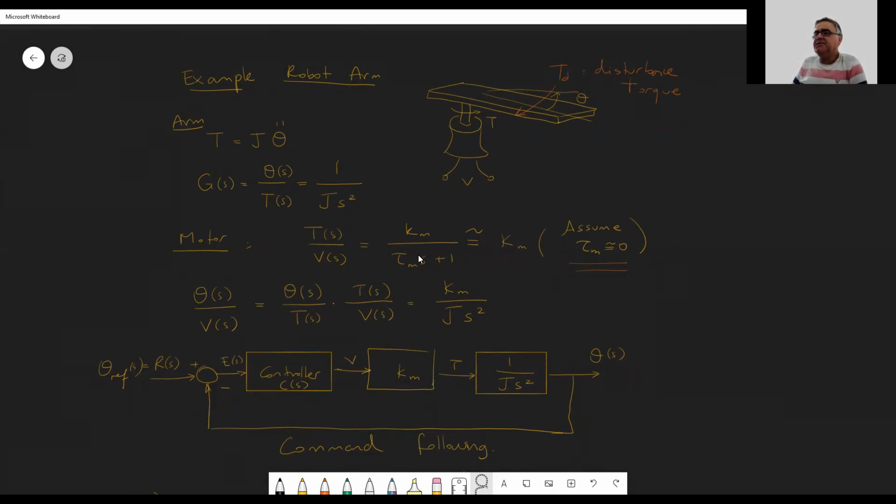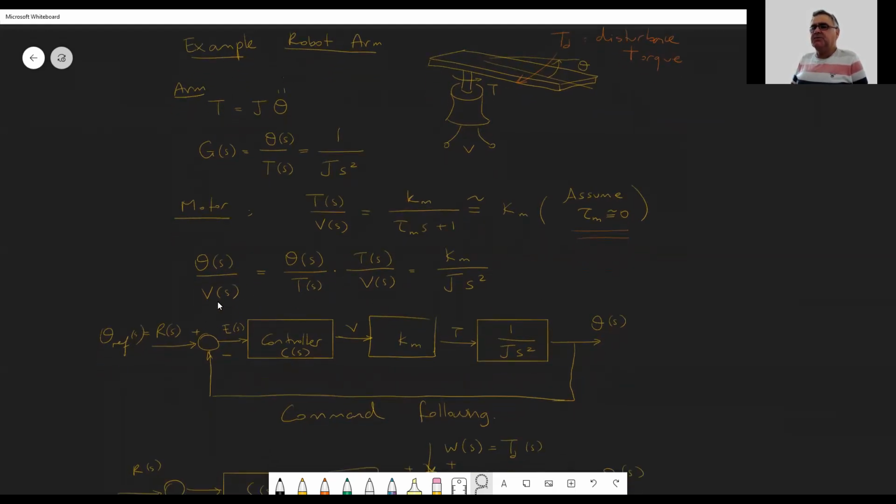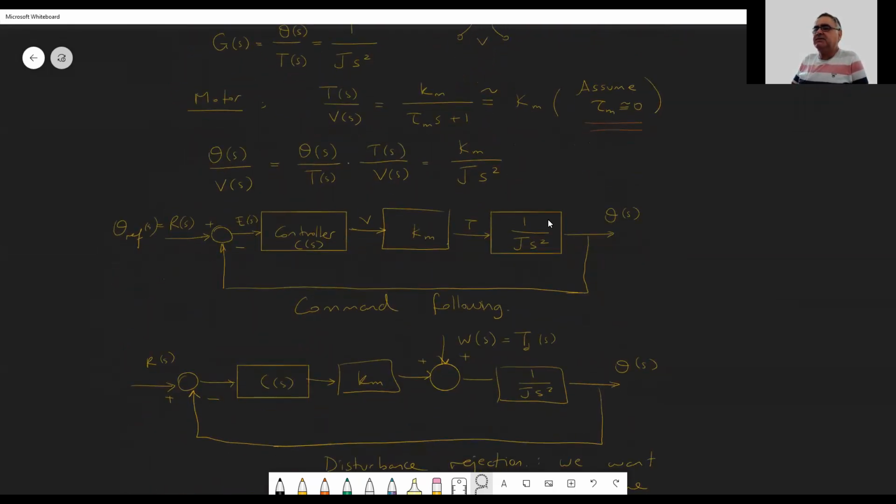And the motor might have a first order transfer function, but usually motors are fast. So we assume that it's simply a gain, Km. So the transfer function between the voltage and the angle theta is Km over Js squared. Okay. Then we have a controller. The feedback system is as follows.